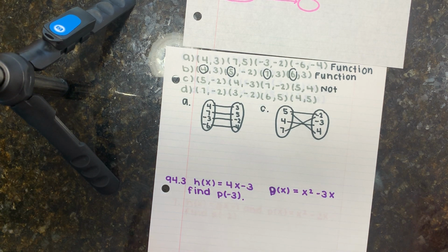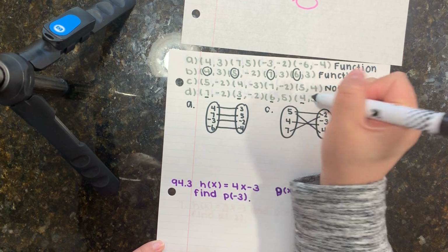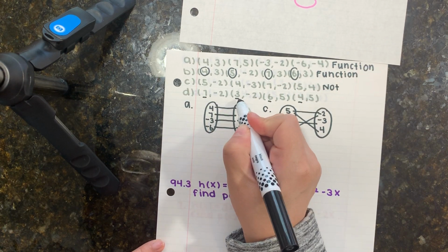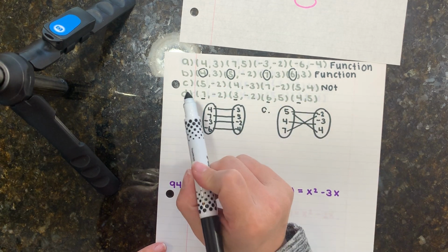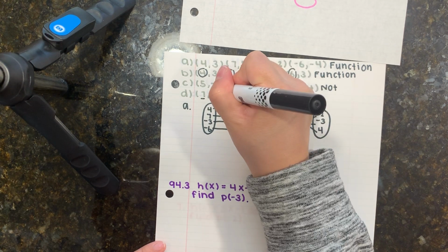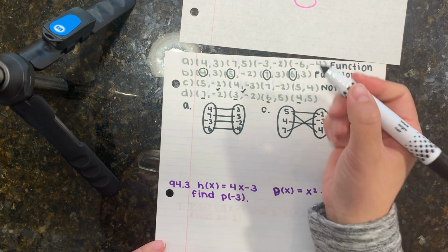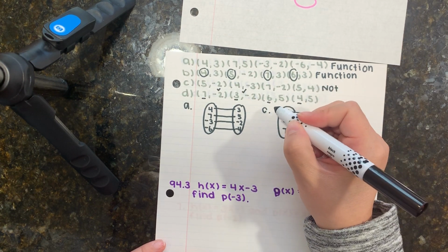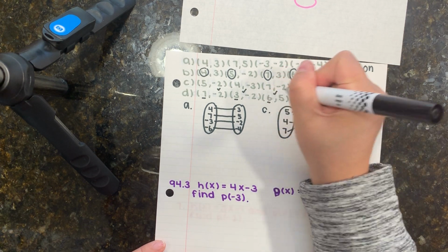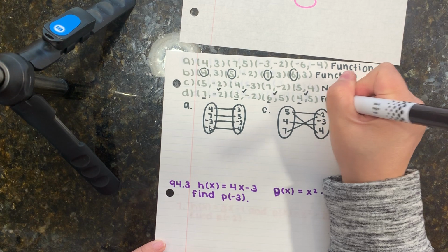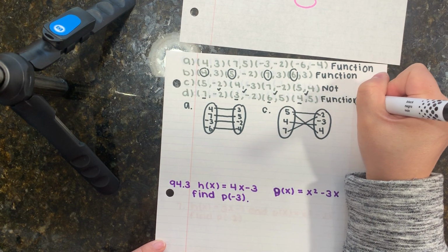And now this last one, I'm going to underline all of my x values. So I have 7 goes to -2 and 3 goes to -2. Well, again, we can have multiple x values lead to the same y value, so this is okay. Then I have 6 leads to 5 and 4 leads to 5. Again, you can have multiple x values, so 6 and 4 lead to the same y value. So this is okay too. So therefore, this one is a function.